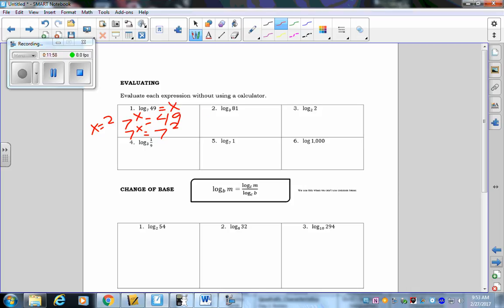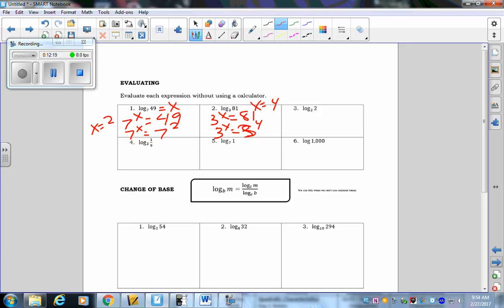So for example, log base 3 of 81. I can rewrite this as 3 to something is equal to 81. We're trying to find out what that something is, okay? So from here, if you know the number, just write x equals 4, no big deal, but that's going to be 3 to the 4th, so x equals 4.